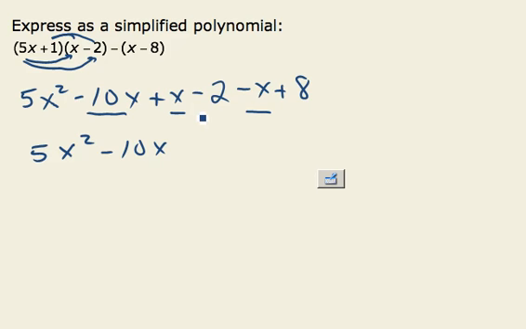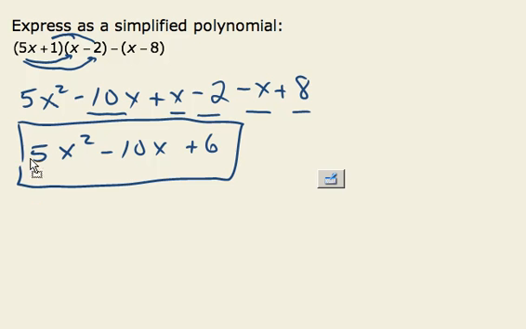And if I look at the constants now, there's a minus 2 and a plus 8. Minus 2 plus 8 is plus 6. And no more terms can be combined, so this would be the simplified version of that product and subtraction that was given up there. So that's where I would stop on that one.